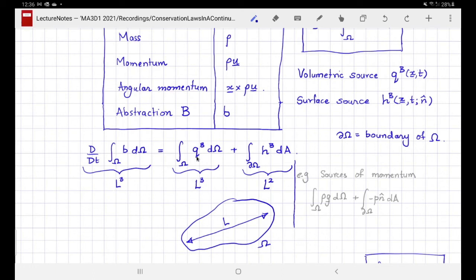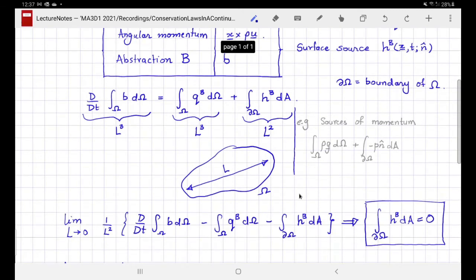The volumetric source term is also a volumetric quantity, which means it is proportional to the volume under consideration. And therefore, it will also shrink to zero as L cubed. But the third term is the surface integral, and is proportional to the surface area of the volume. Now, no matter what the shape of this volume is, its surface will shrink to zero as L squared, which is slower than L cubed.